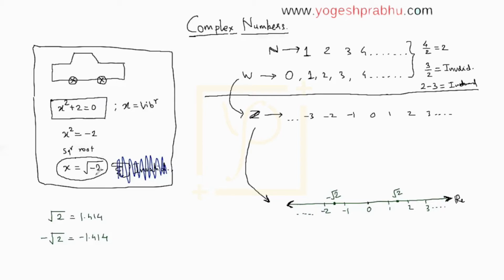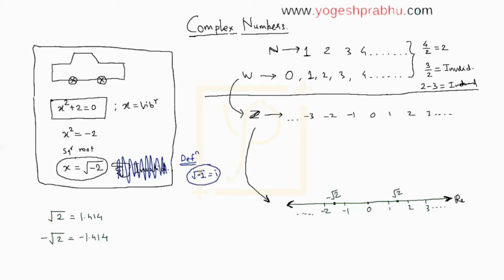And for that, we've come up with a solution. Now I'm writing in blue color, so pay attention to that. First of all, we will define something. The definition is, we're going to call the square root of -1 as i. And that is just a definition.